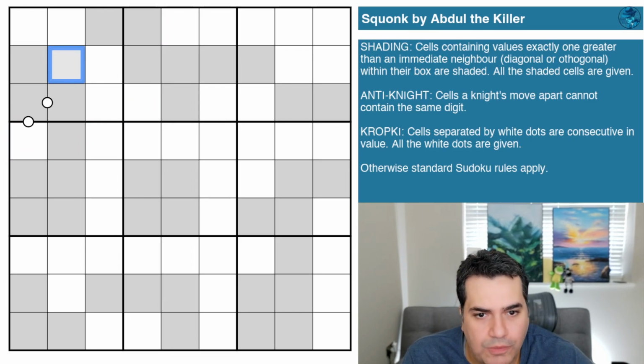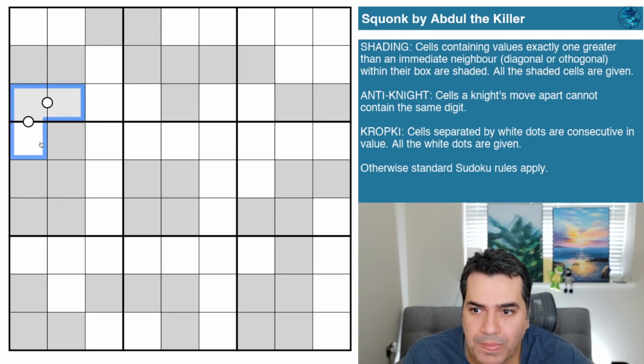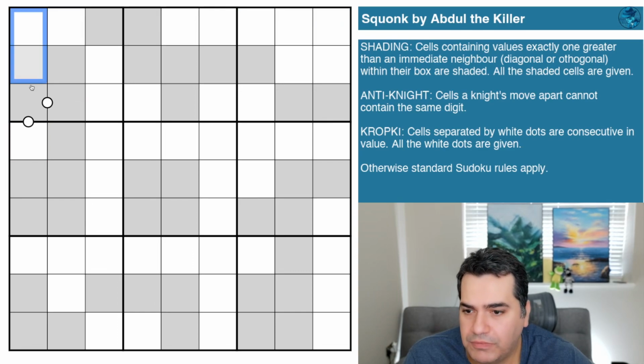We have Kropki dots apply, so cells separated by white dots are consecutive in value, and again negative constraints apply, all the white dots are given. With so many negative constraints, and anti-knight, this is going to prove to be a bit of a challenging puzzle, I suspect. And then lastly, otherwise standard Sudoku rules apply. That means the digits 1 to 9 in every row, every column, and every 3 by 3 box.